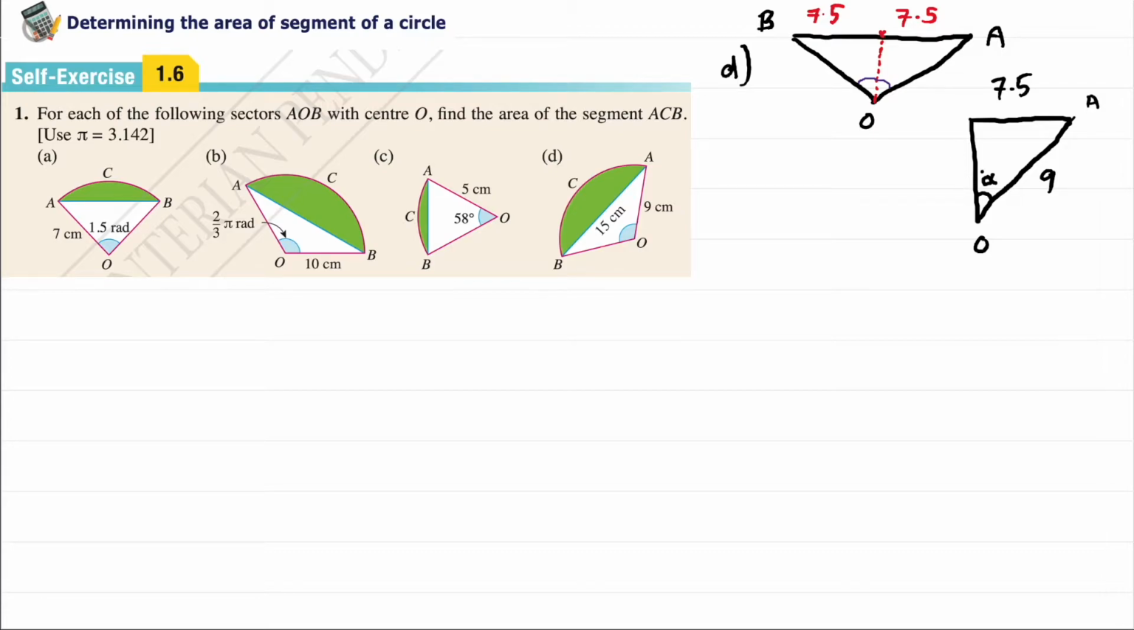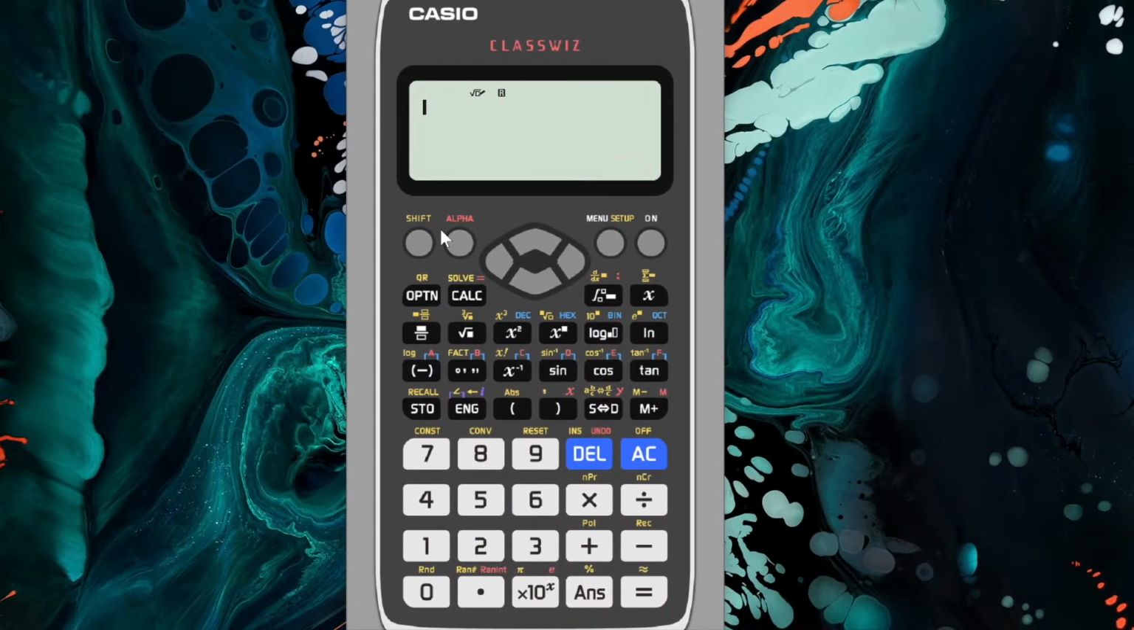So, if this is alpha, what can we use? We can use sin, cosine or tangent because we have a right angle triangle. So, for this case, I have opposite and hypotenuse. So, I can use SOH. So, sin alpha is equal to, opposite first, 7.5 divided by 9. And then I press the calculator. Shift sin 7.5 over 9. And then I press equal. I will get 0.985.